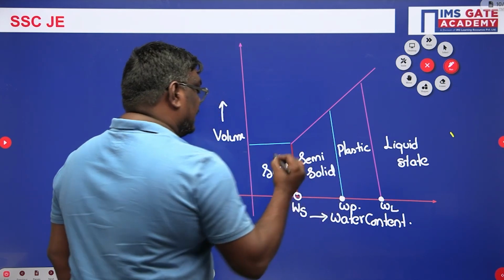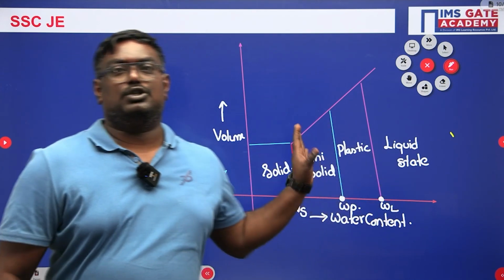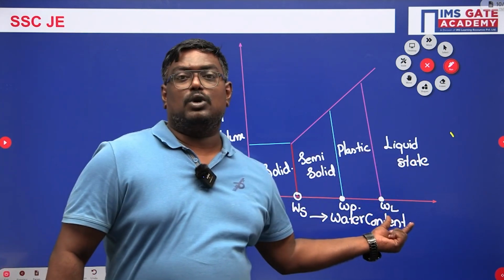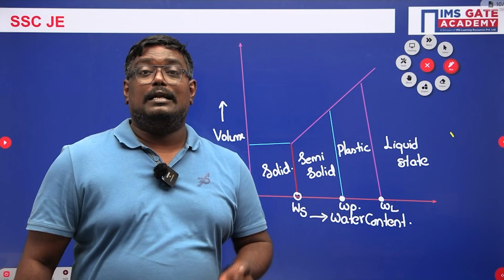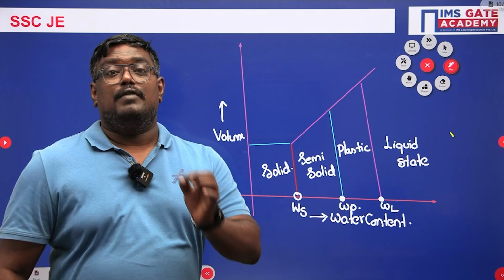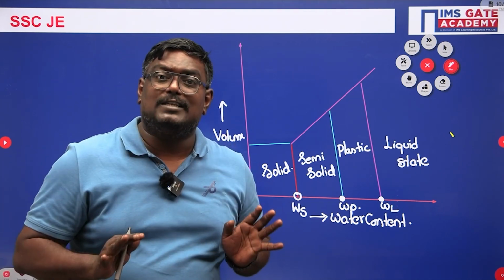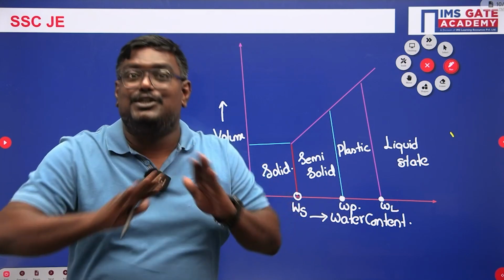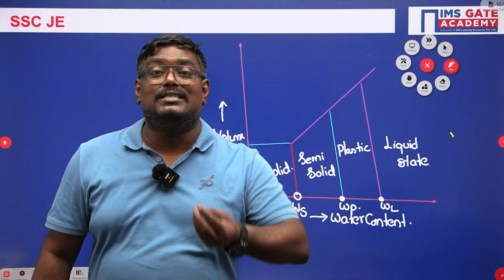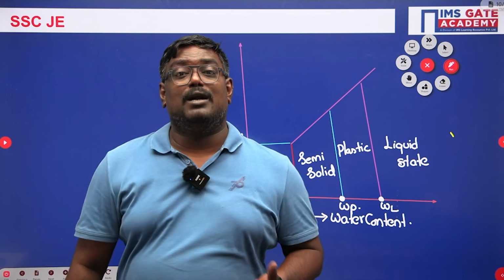Now let me tell you, my dear students, remember, every year I am seeing a question from this chart in SSC JE. Now what is liquid limit? It is the minimum water content at which the soil has small shear resistance against flow. Once it crosses the liquid limit, the soil behaves as a liquid. That means it doesn't have any shear resistance. And the plastic limit is the minimum water content at which a soil can be rolled into 3 mm diameter threads without breaking. That is nothing but the plastic limit.